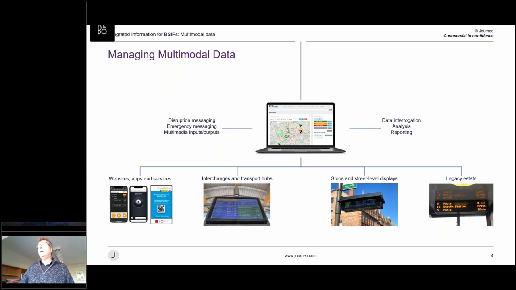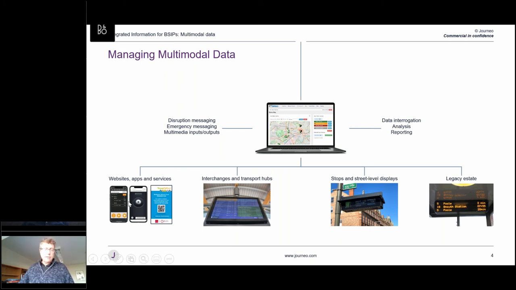So not just data and text, but of course, graphics, videos, icons, advertising information. That's another key feature of EPI. We can actually put advertising content or media content onto the screens and displays as well.